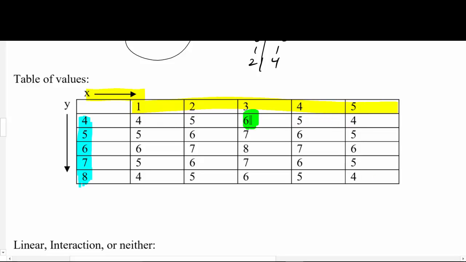Oh, wait, there's a maximum right there. That's as high as it went. 5, then 6, then 7. Oh, then 6, then 5. There's another maximum. And so you can see my maximums are occurring in this row, in this column. Now, how about my rows? 4, then 5, then 6, then 5. Oh, there we go. There's a maximum there.